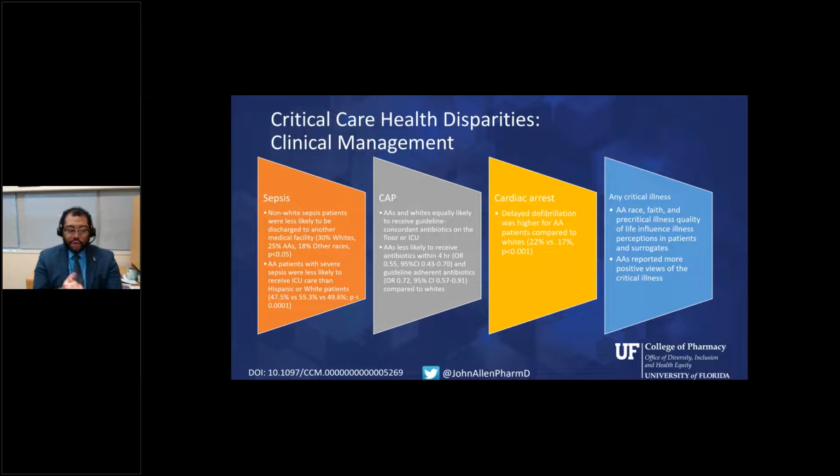disparities in clinical management for other critical care disease states, in sepsis patients, non-white patients are less likely to be discharged to another medical facility. African American patients with severe sepsis are also less likely to receive ICU care than Hispanic or white patients. In the setting of community-acquired pneumonia, and I talked about it briefly, when we look at just the receipt of guideline concordant care, there's actually no difference. African American and white patients receive guideline concordant care at the same rates.